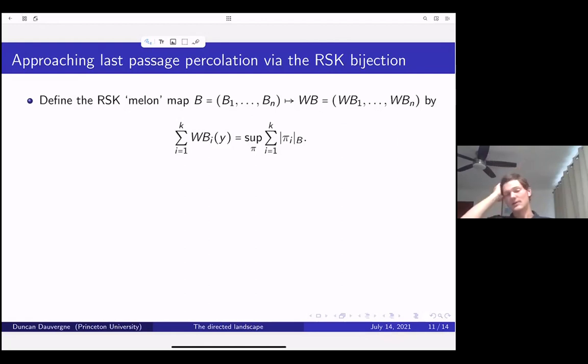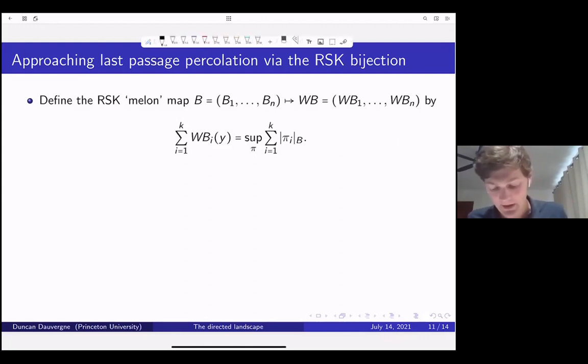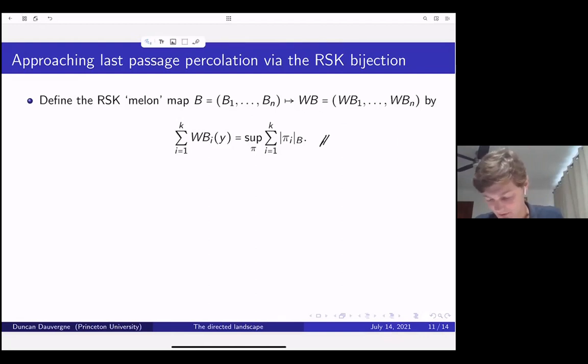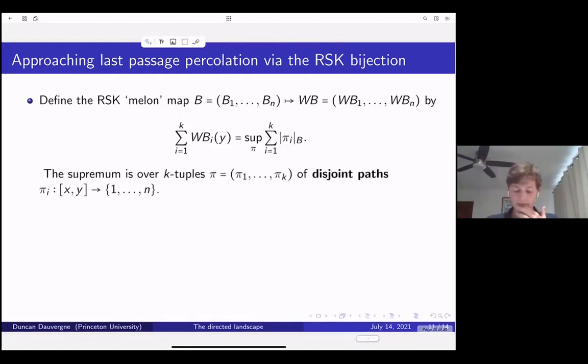It is the following. I take n Brownian motions, B1 through Bn, and I map them to another sequence of n functions, WB1 up to WBn, where the WBs are defined through the following rule. I need to tell you what this supremum is over. The supremum is over summing up path lengths over k-tuples of disjoint paths. So let's try and unpack this a bit. What is WB1?